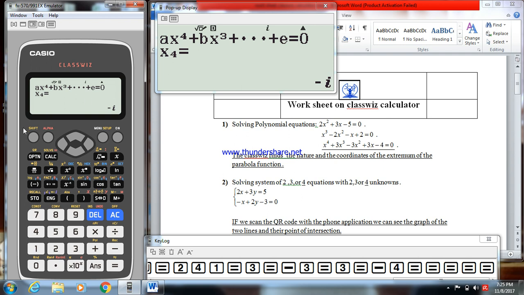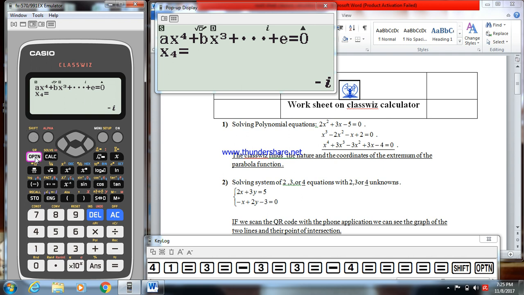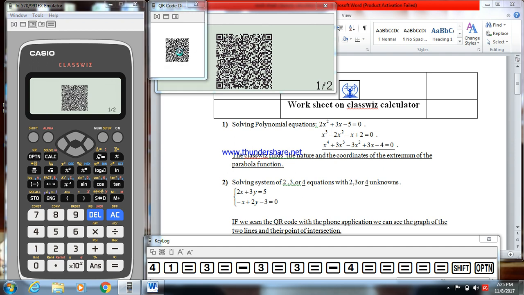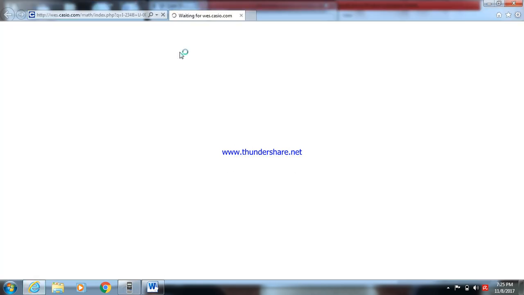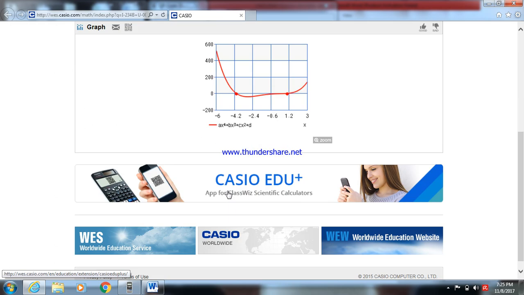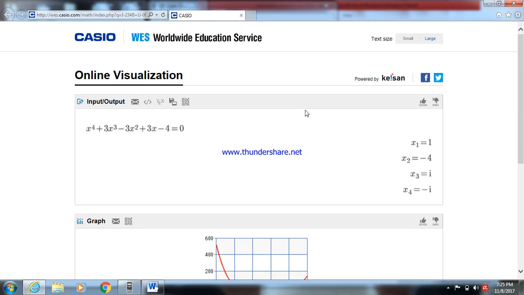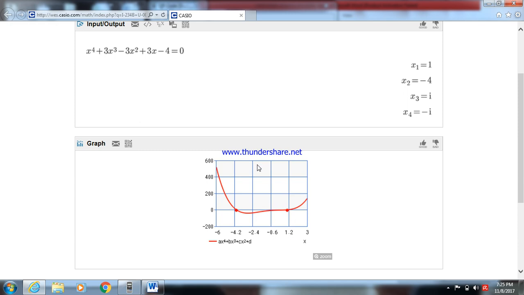Okay, now let us scan the QR code. This is the equation. We can see here only 2 roots, because on the graph of the function we can see only the real roots. This is the first root, and this is the second root. The roots are 1 and minus 4.